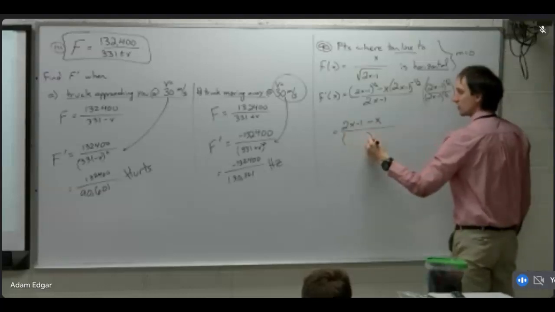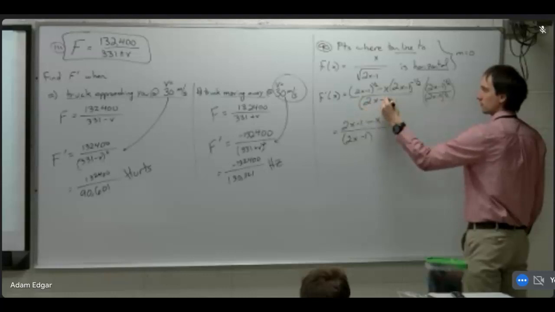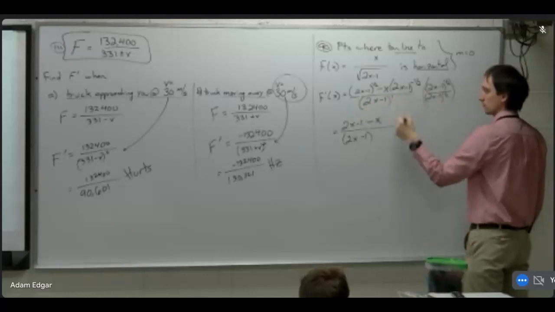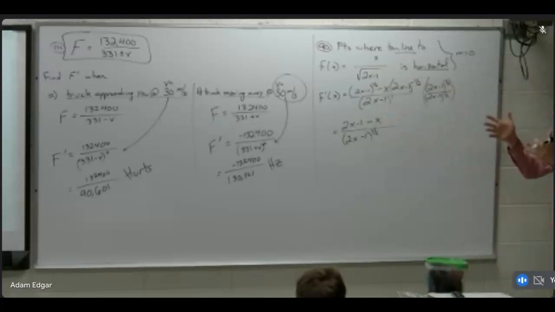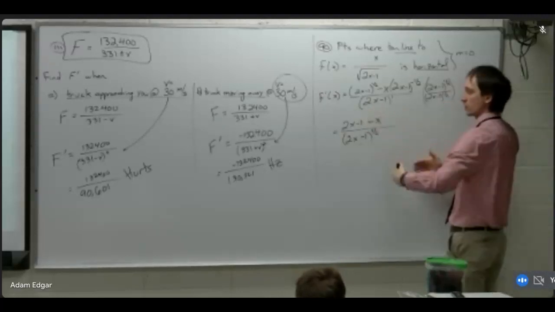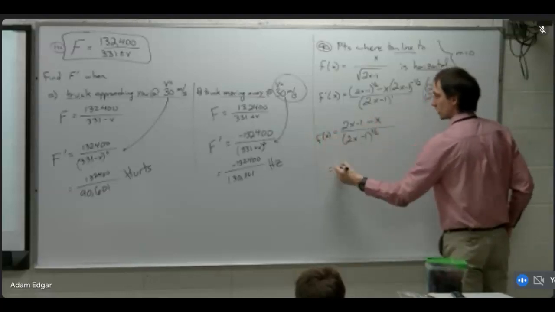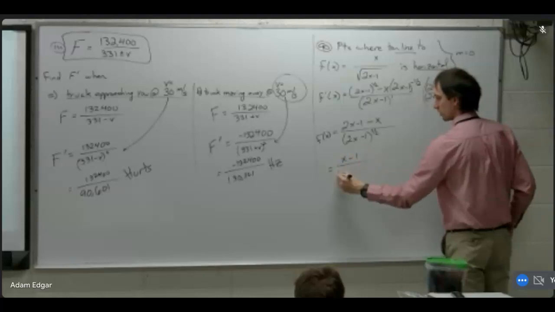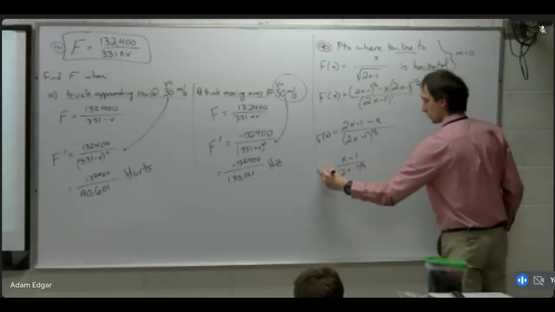Downstairs, you have 2x minus 1 raised to the, well, how many of these things do you have? 3 halves, because this is a full 2x minus 1, is one of them. And then you have another 2x minus 1 to the 1 half. So altogether, you have 2x minus 1 to the 3 halves. So that's f prime of x. Clean up your numerator, you just got x minus 1 up there. So that cleans up remarkably nicely.